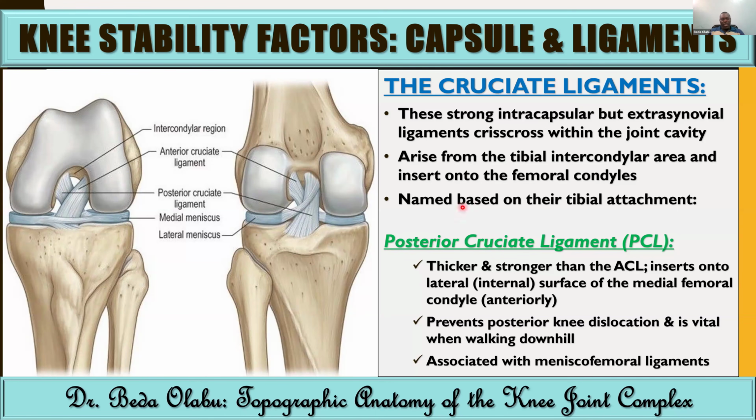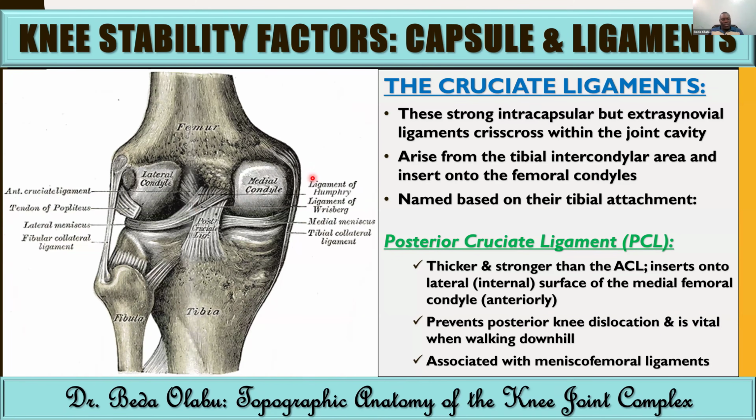There are 2 other ligaments associated with the posterior cruciate ligament. These are the meniscofemoral ligaments, and this is one of them, the posterior meniscofemoral ligament. This is another one called anterior that runs in front of it. They both attach to the posterior horn of the lateral meniscus, and they insert together with the PCL on the medial femoral condyle.